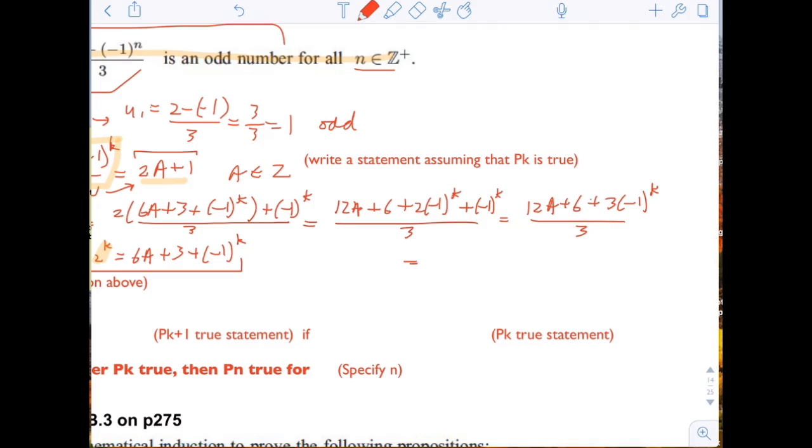Now I can rewrite this as 12a divided by 3 is 4a. 6 divided by 3 is 2. 3 divided by 3 is 1. So now I got 4a plus 2 plus negative 1 to the k as my right side. Now, is this an odd number?